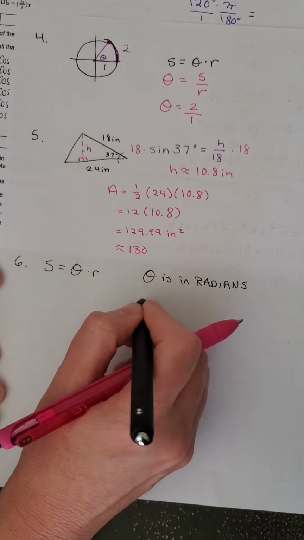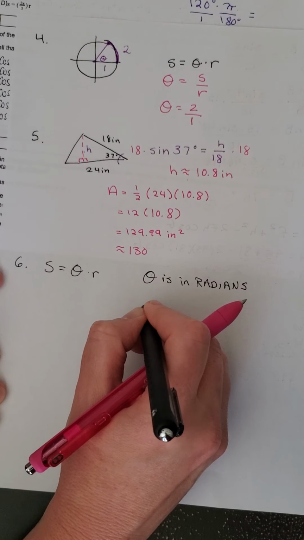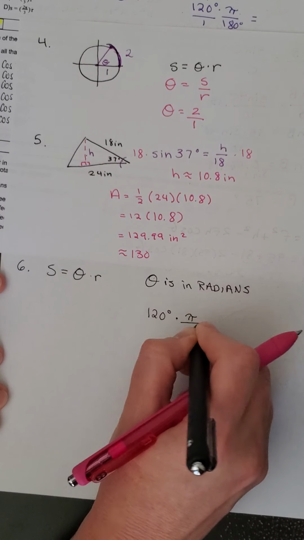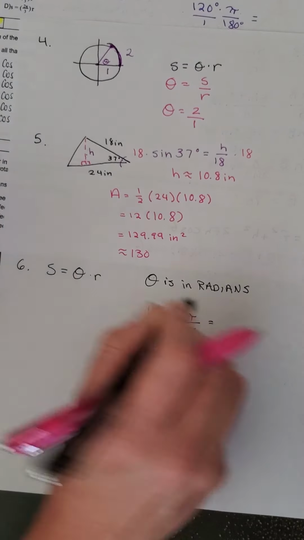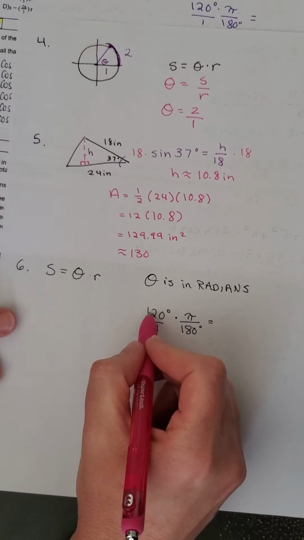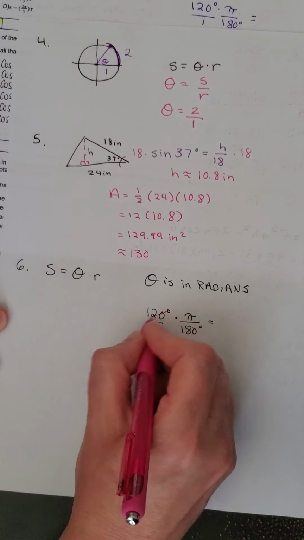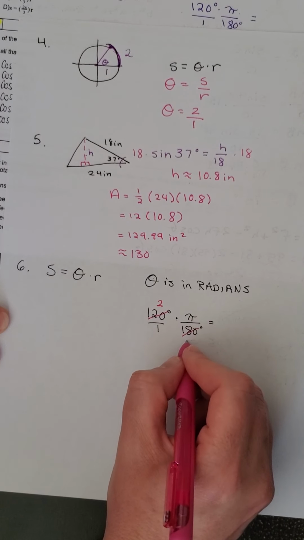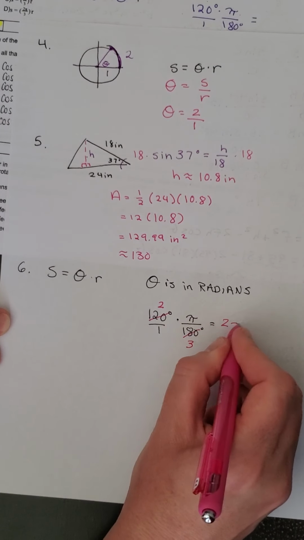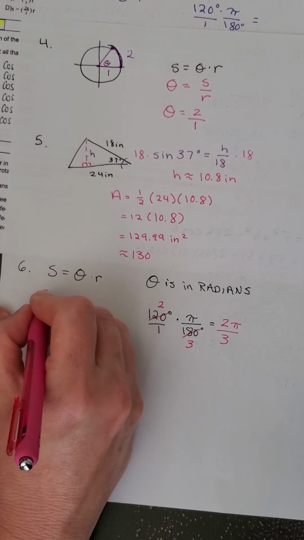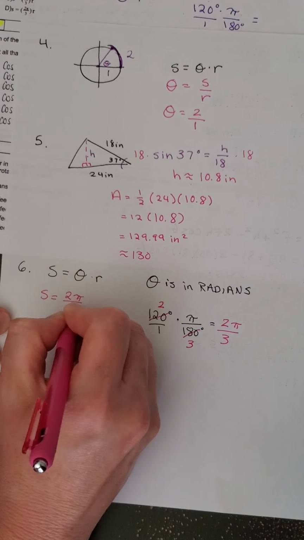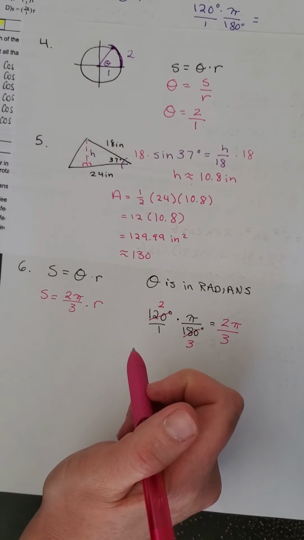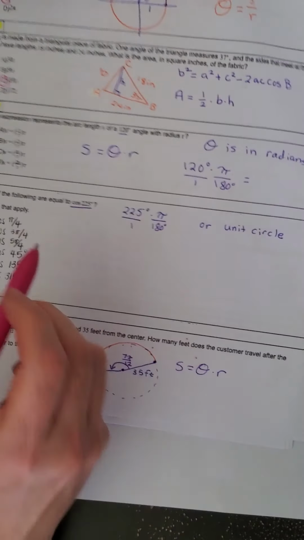So we need to convert our angle. Our angle is 120 degrees. We're going to need to convert that into radians by multiplying by pi over 180. All right, so look for something that will go into both of these. I see that 60 goes into both. 60 goes into 120 twice, and 60 goes into 180 3 times, and then multiply straight across. This is 2 pi over 3. And so I have S equals 2 pi over 3 times the radius r. And so my answer would be D.